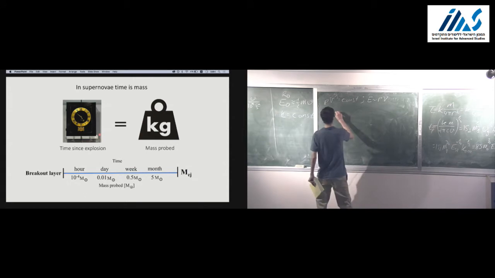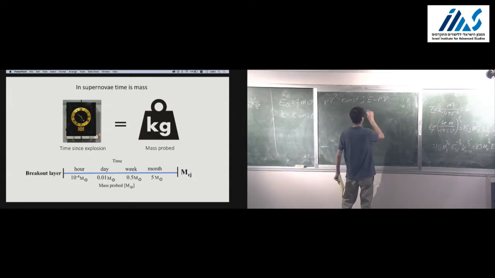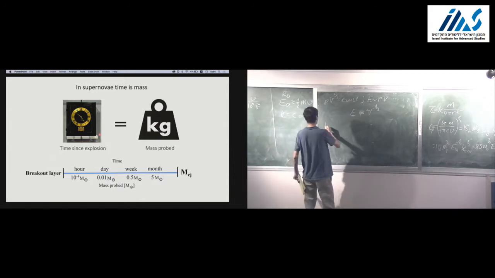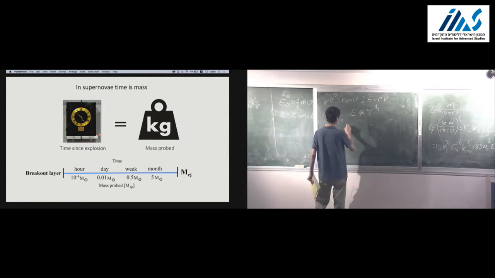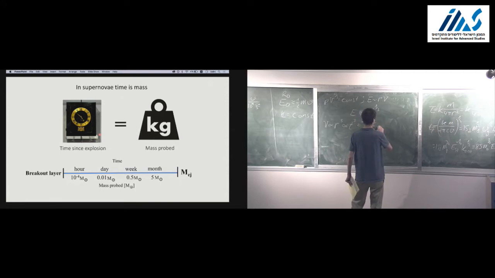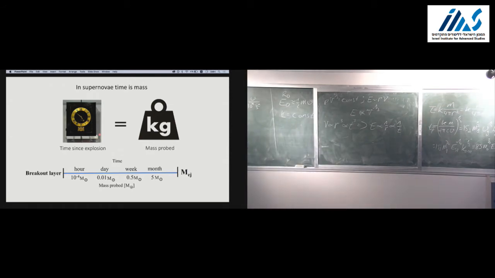So I get that E goes like V to the minus 1/3. Now V, in this case, goes like R cubed or T cubed. So E is going like 1 over R or 1 over T. This is the amount of energy which is confined to this expanding sphere. Okay, so now we have all we need.